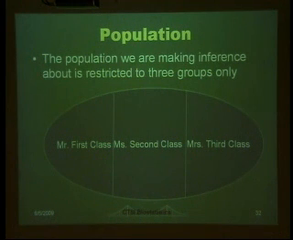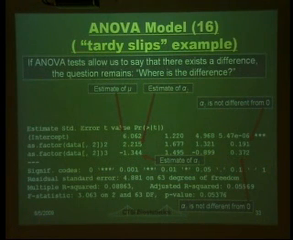Population, again, we already talked about it. We have 3 groups right now. Wow, that's a complex slide. But this is what we statisticians usually see, and this is what we should make interpretation about.